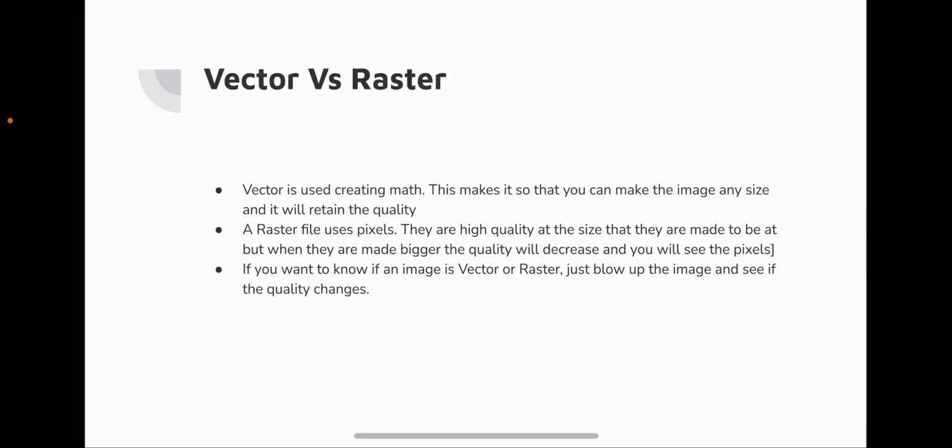Then we have how these images are made. There's vector and there's raster. So vector is created using math. This makes it so that you can change the size of the image without bringing down the quality. So if you blow up the image real big with a vector image, it won't look grainy because of the way it's made. With a raster file, if you zoom in, it'll be a bit grainy.